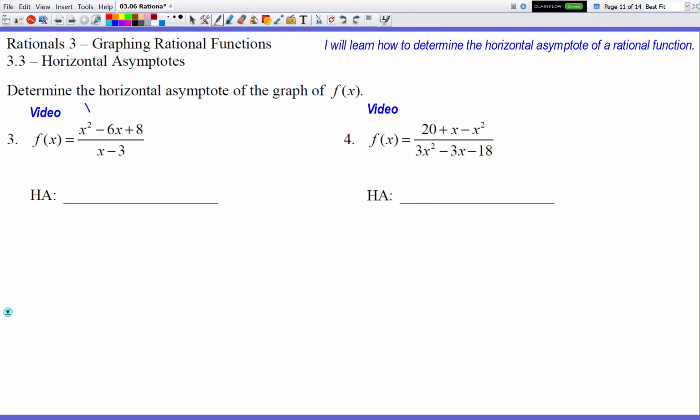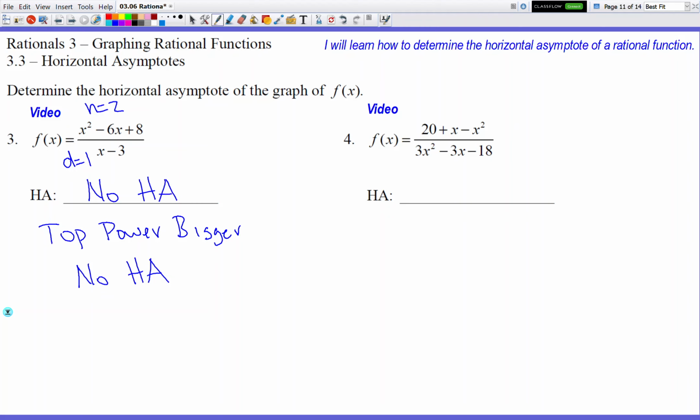So top power is 2, bottom power is 1. So this situation is top power bigger. And when it's top power bigger, your horizontal asymptote is, there is none, so no HA. On the line you can write no HA, or no horizontal asymptote. Whenever you have top power bigger, there is no horizontal asymptote. Alright? Okay, number 4.